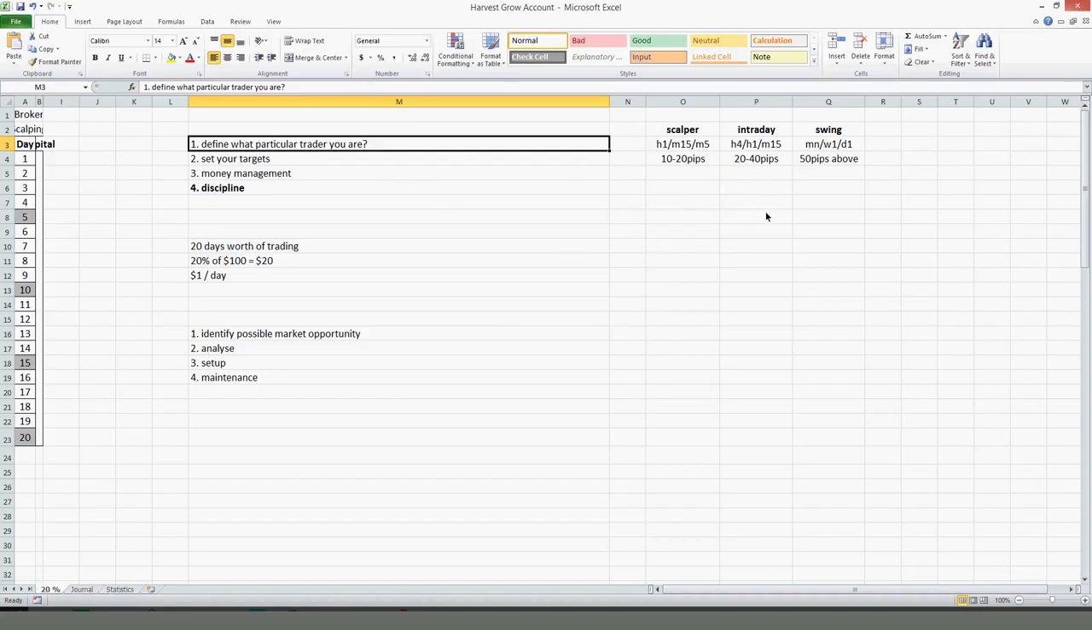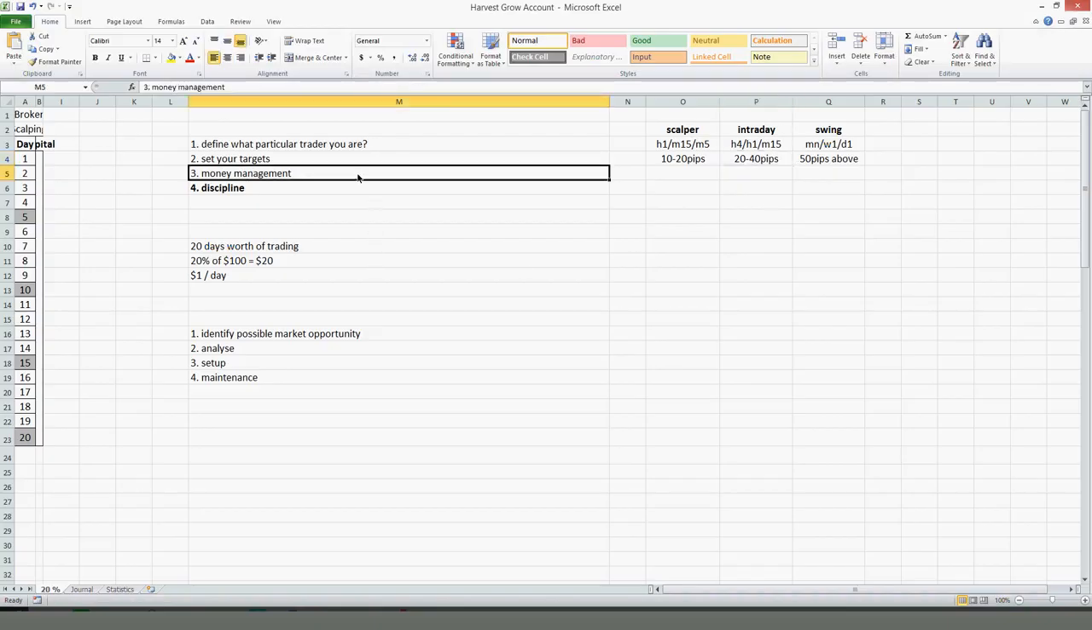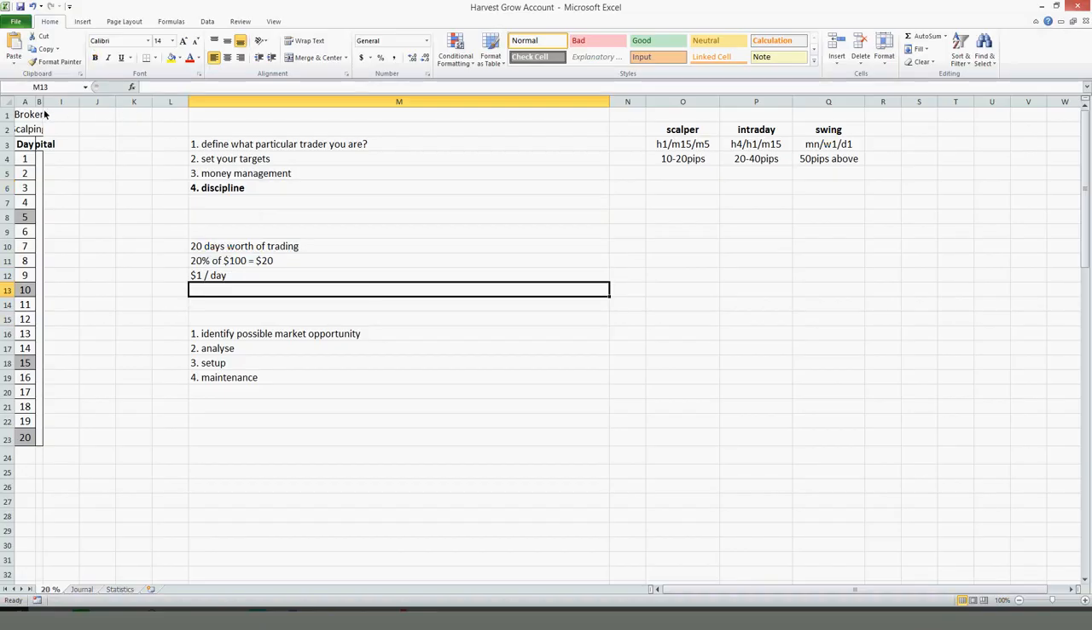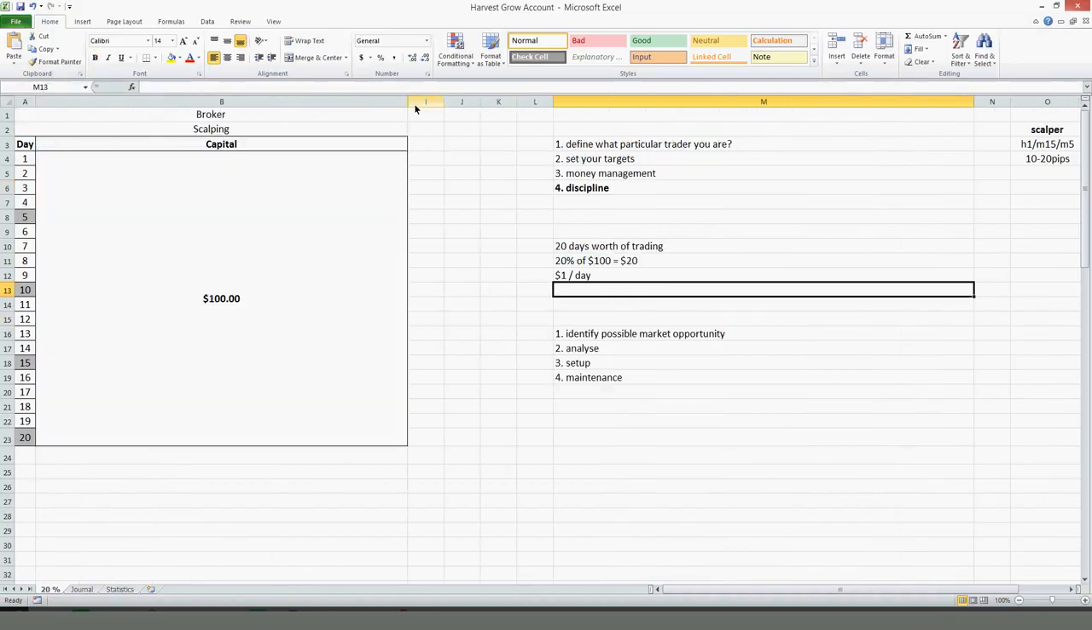And if you're doing intraday trade, then your target should be at 20 to 40 pips. And if you're on a swing trade, then obviously you should be looking at 50 to about 100 pips on this trade. Okay, so once you have set your targets, then you should be able to set your money management in that sense. So we'll talk about this money management later on. And finally, the most important thing is obviously your discipline. Okay, so let's talk about setting up money management.